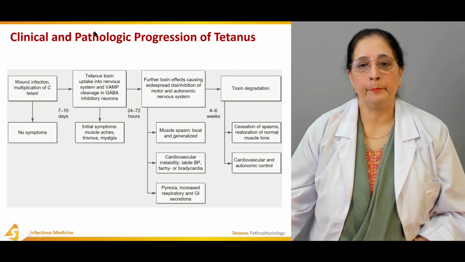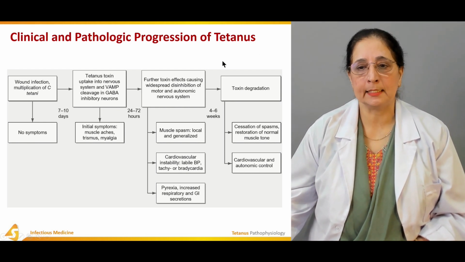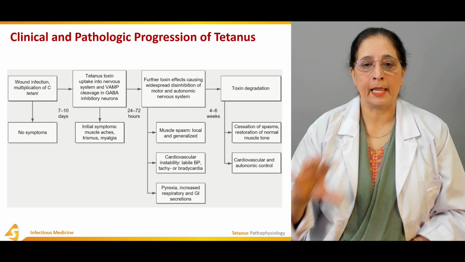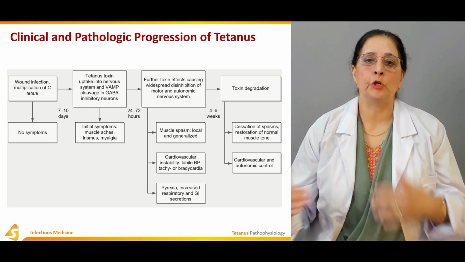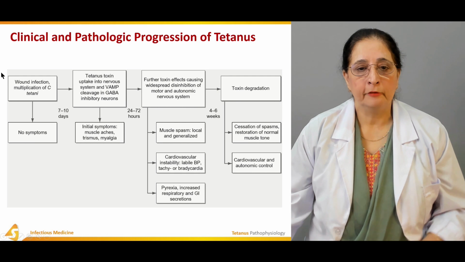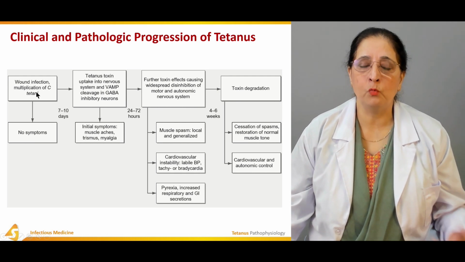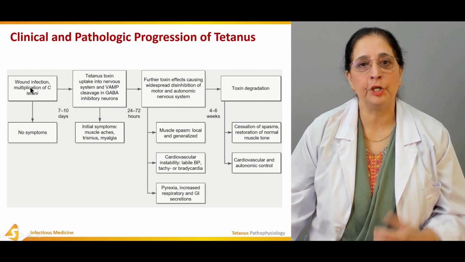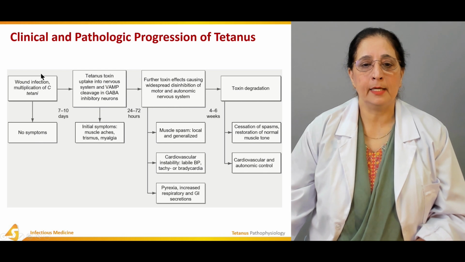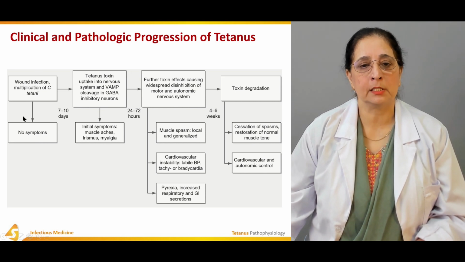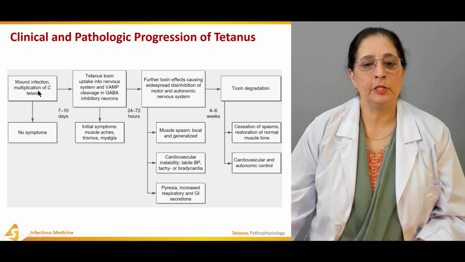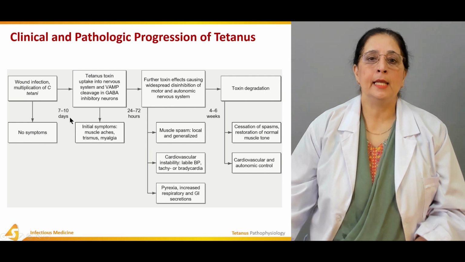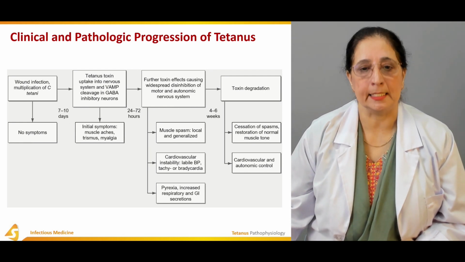Then the clinical and pathologic progression of tetanus, again the same. Let's go into detail in diagrammatic chart form on how the toxin acts and causes the disease. First, the infection of the wound. Once there is a laceration of the skin or abrasion of the wound, there are no symptoms. First, wound infection, multiplication of Clostridium tetani, then there are no symptoms in the first 7 to 10 days.